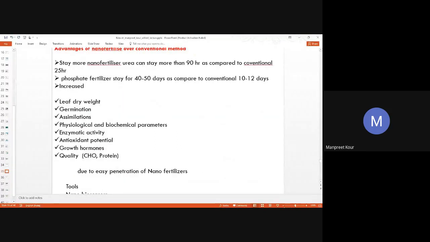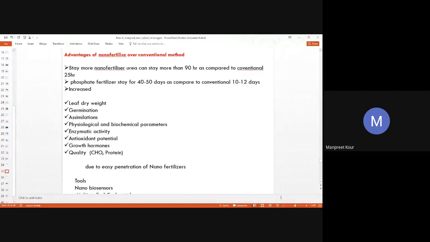So if we talk about why nano fertilizer, then we see there are definitely advantages of nano fertilizer over conventional methods. Their staying power is more. Nano fertilizer can stay for more than 90 hours. If we talk about urea, it can stay 90 hours as compared to conventional, which can stay nearly 25 hours. If we talk about phosphate fertilizer, it stays for 40 to 50 days as compared to conventional 10 to 12 days.